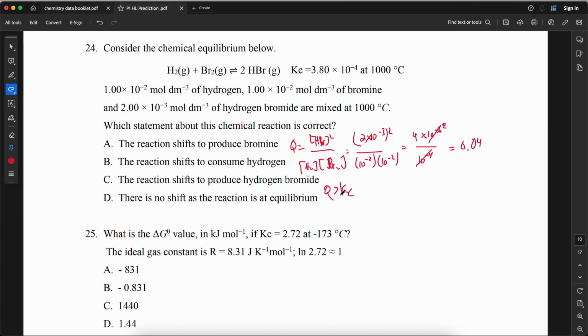When Q is bigger than Kc, it means the concentration of product is bigger than the concentration of reactant. So the equilibrium will reverse and favor reactant. So when Q is bigger than Kc, the reaction shifts to the reactant, or reverse reaction. So the answer is A, because it reverses to the left side, so the reaction shifts to produce more bromine.